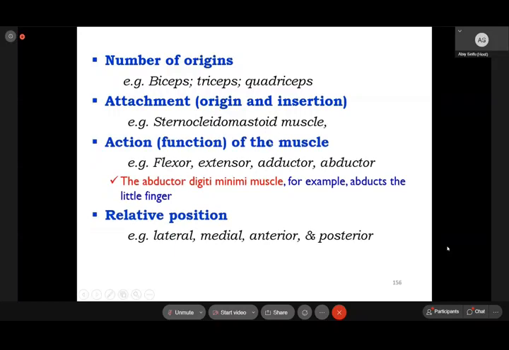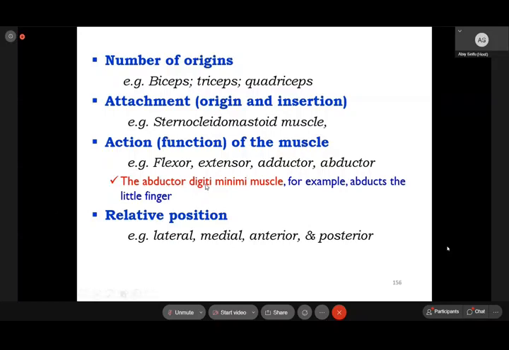The other is function. The names of the muscle give functions. There are muscles which flex, extend, abduct, and adduct. All right. Therefore, some of the names of the muscles may include such clues. For instance, abductor digiti minimi, which is the abductor that abducts the little finger.